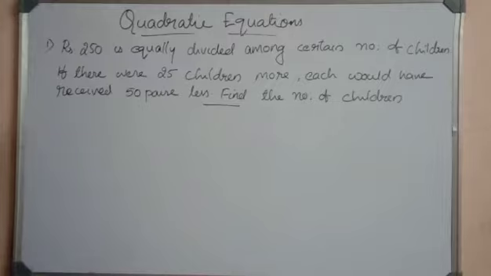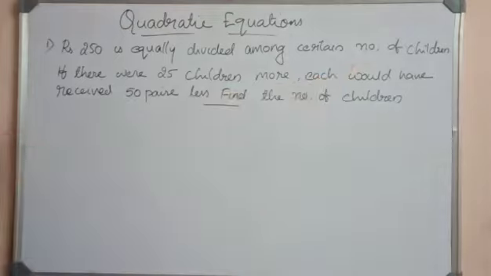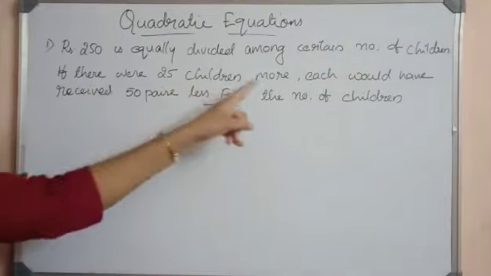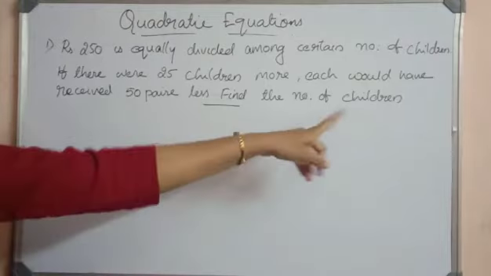Look at the first question. Rupees 250 is equally divided among certain number of children. If there were 25 children more, each would have received 50 paise less. Find the number of children.